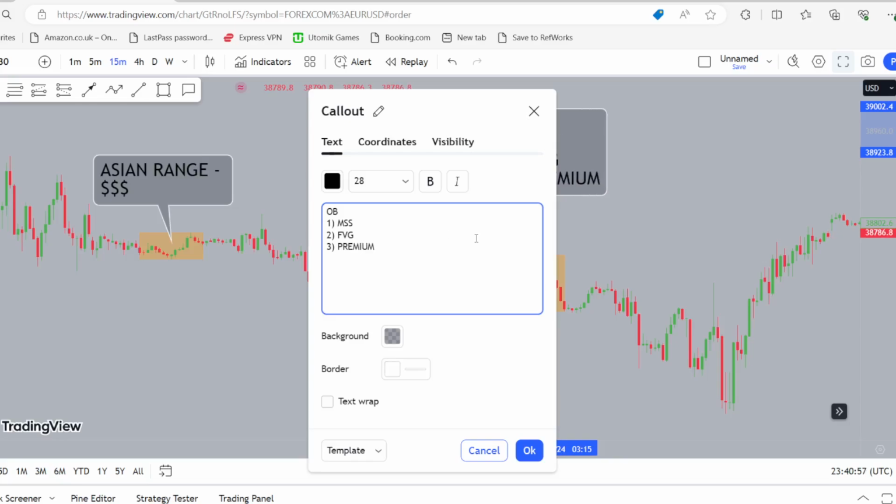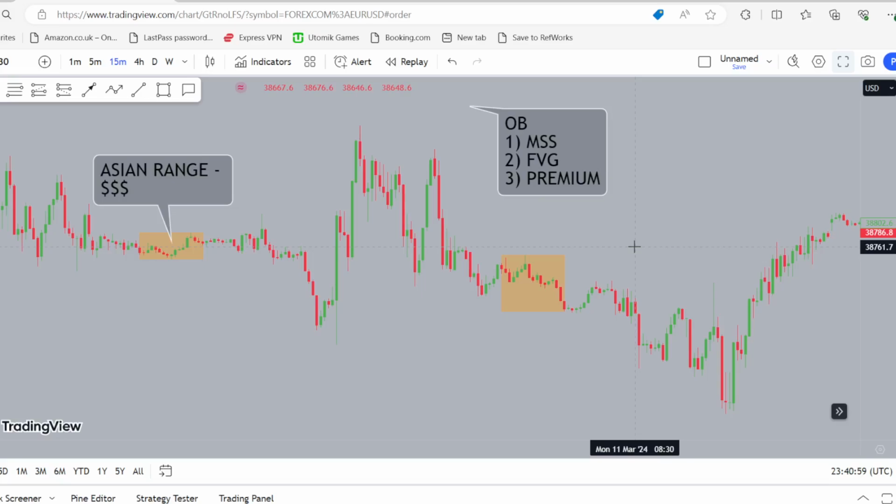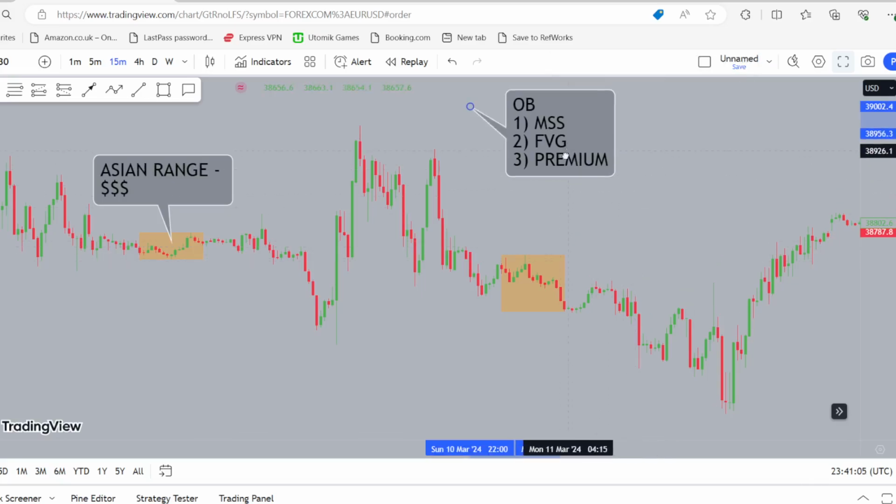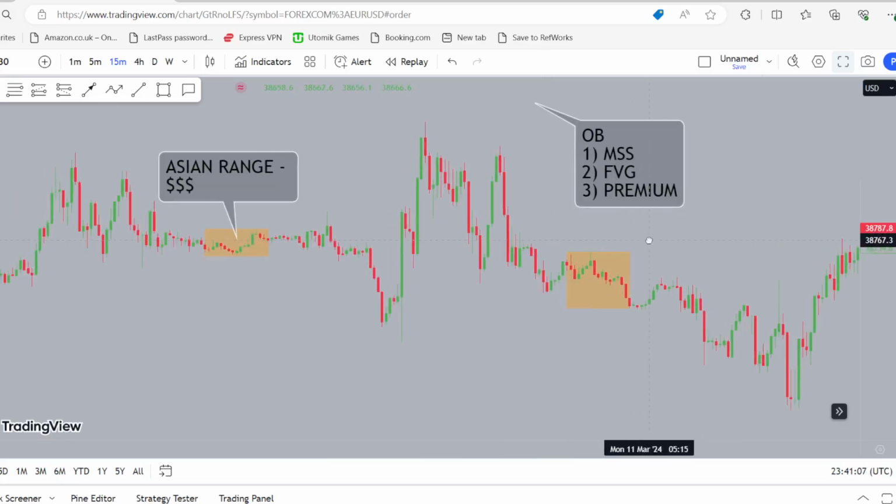So we understand we're in a 4-hour premium. So we understand we have a higher time frame premium that we can look for sells from. Very important to understand that these three rules must be met before an order block is established, and therefore we can sell off a bearish order block.